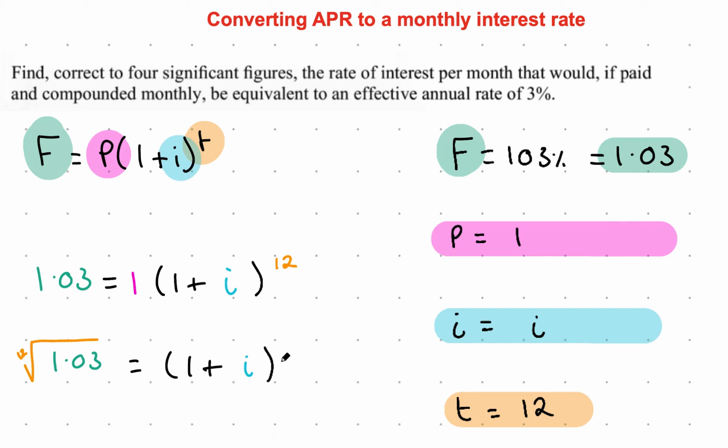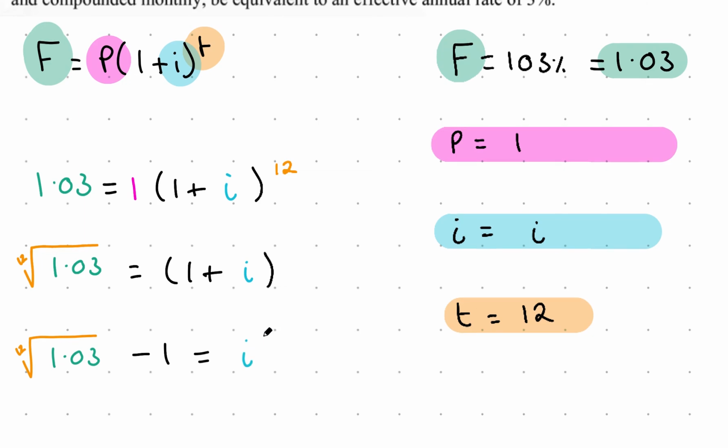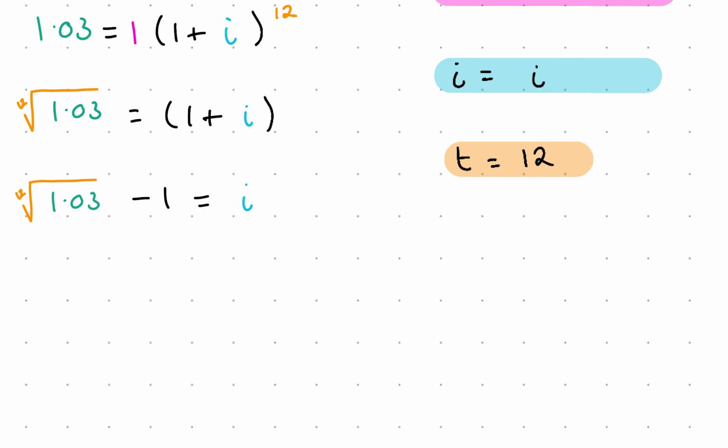So what would I do to get I on its own, or even more on its own? Well, I would take away 1 from both sides. So then I'd be left with what I had before, whatever that is in my calculator, and I'm going to subtract 1 away from it so that I'm getting I on its own. So take away 1, and then I'm going to have I. And if I put all of that into my calculator, what I get out is that I is going to be equal to 0.002466. Now that is I as a decimal.